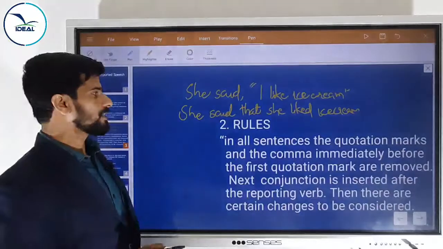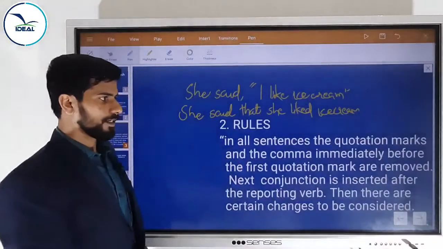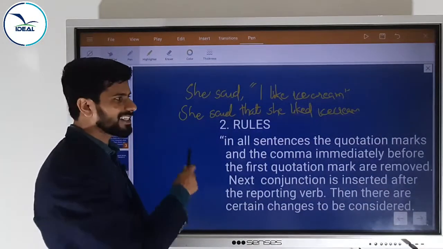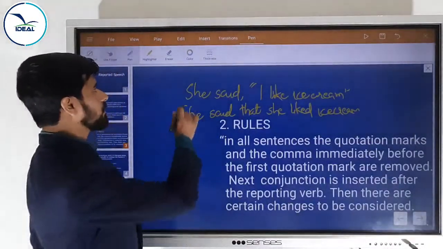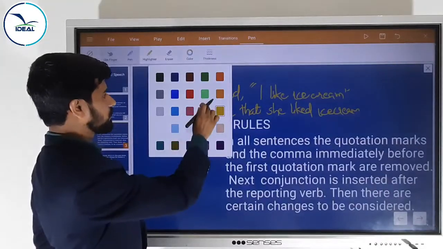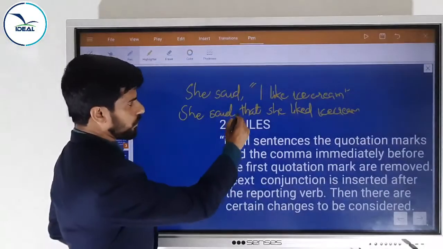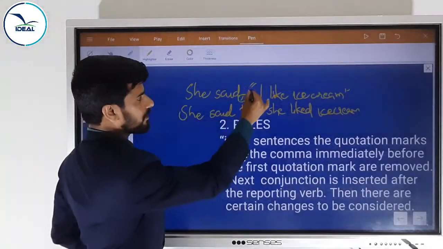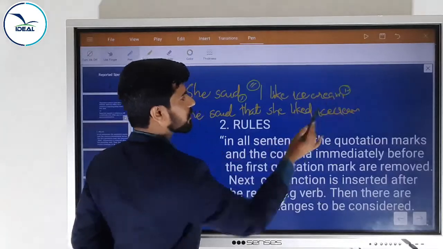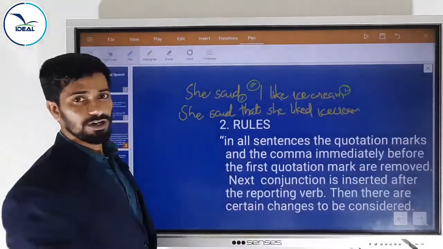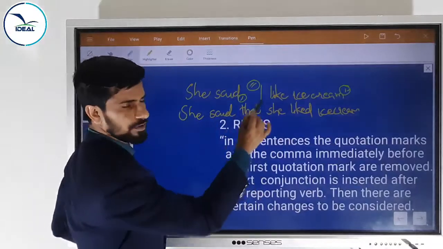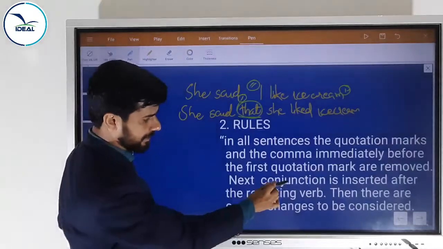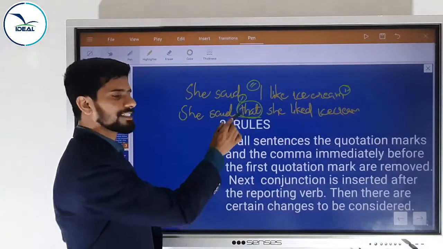So what are the changes you see here? As it is said here, we have to remove the quotation marks and the comma, we have to insert a conjunction, and some other changes are there to take place. Okay, let's see. What are the other changes we notice here? Look, here we removed this one. We don't have the comma here. These are the quotation marks and comma we mentioned in the rule. We removed all these things. We don't have any of this. And we added that. So this is the conjunction, as it is said here. We have to add the conjunction.